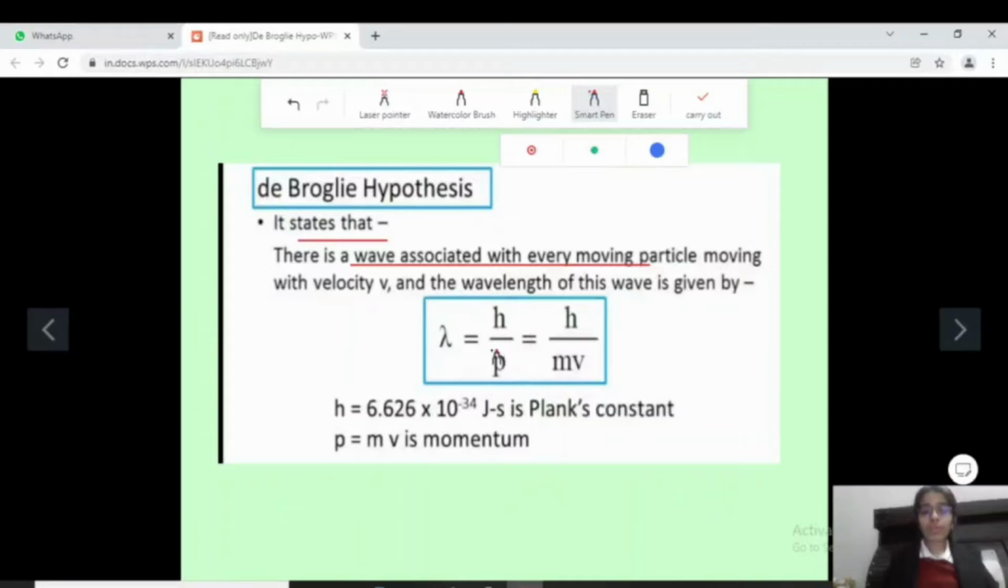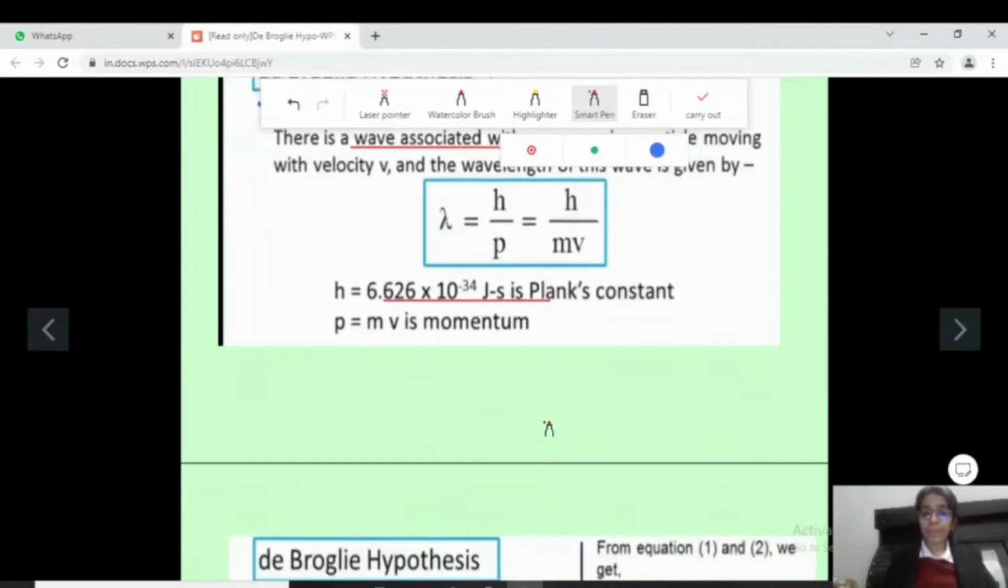The wavelength of this wave is given by the relation lambda equals h by p, where lambda is the wavelength of the wave, h is Planck's constant, and p stands for its momentum. As we all know, momentum p is given by the product of mass and velocity. The value of Planck's constant h is 6.626 into 10 raised to power minus 34 joule seconds.